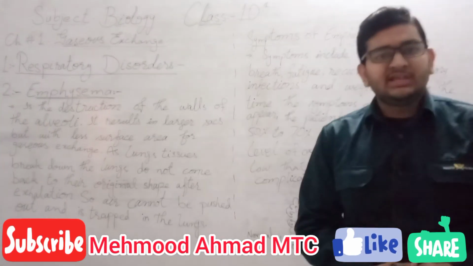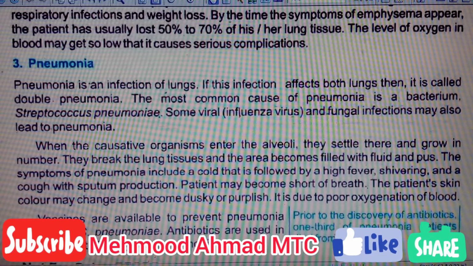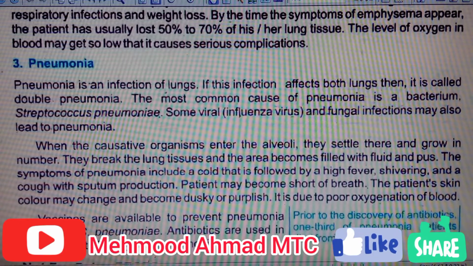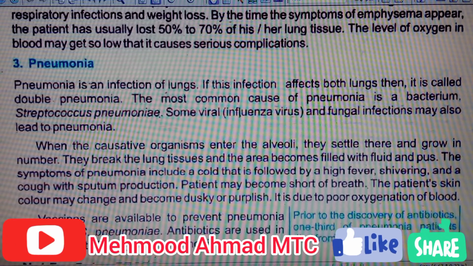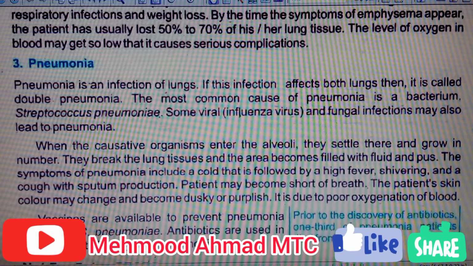Now let's move towards the third disorder. Students, our third respiratory disorder is pneumonia. What is pneumonia? Pneumonia is an infection of the lungs. If this infection affects both lungs, then it is called double pneumonia. The most common cause of pneumonia is a bacterium called Streptococcus pneumoniae. Some viral influenza virus and fungi infections may also lead to pneumonia.